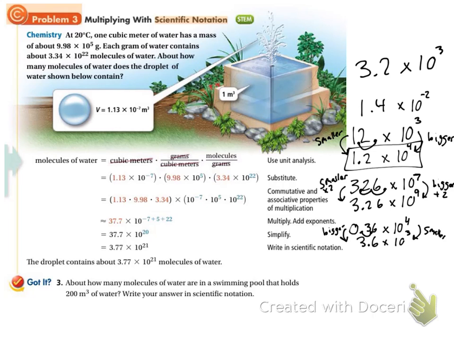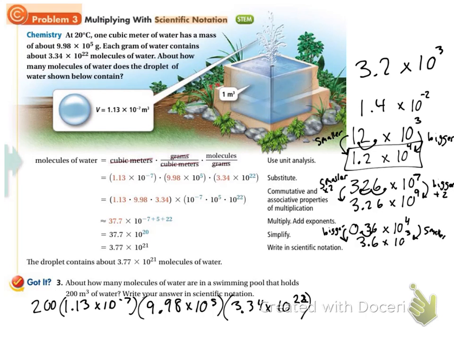Okay, so now we're going to try multiplying them. So we're going to do 200 times 1.13 times 10 to the negative 7th. And we're going to do 9.98 times 10 to the 5th times 3.34 times 10 to the 22nd.